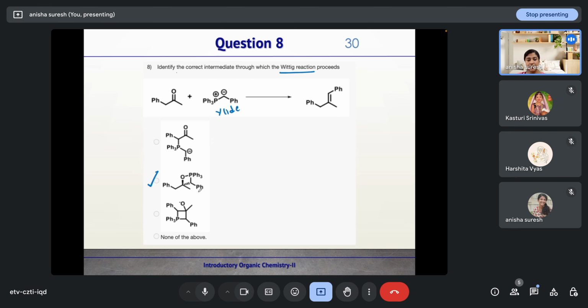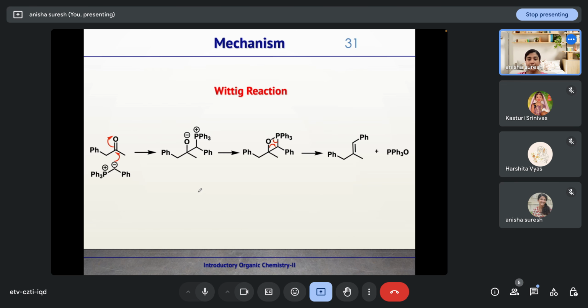So we will get this 4 membered intermediate. So how it is taking place? So the ylide will be having a negative charge that will add on to this carbonyl carbon, and O minus will be resulted. Now this is having a negative charge and this is having a positive charge. So it will form a bond. Okay, ionic bond sort of.